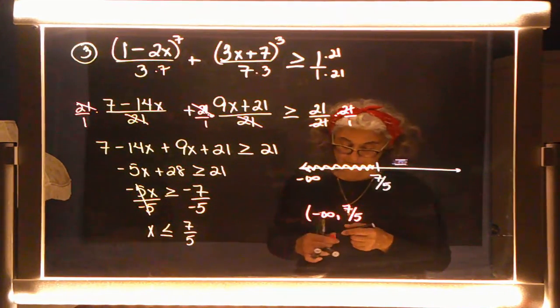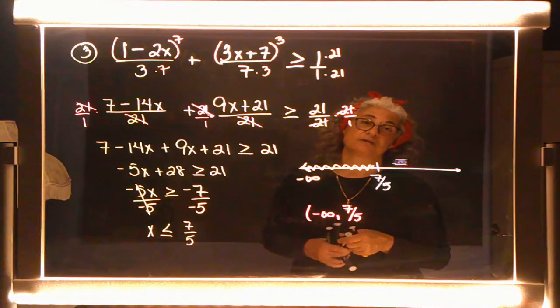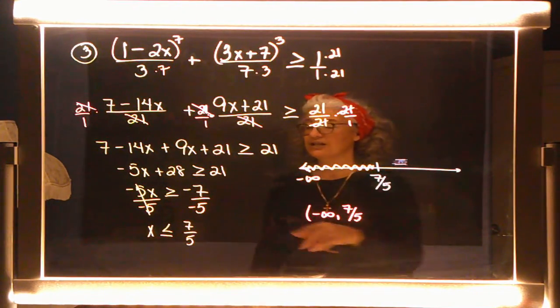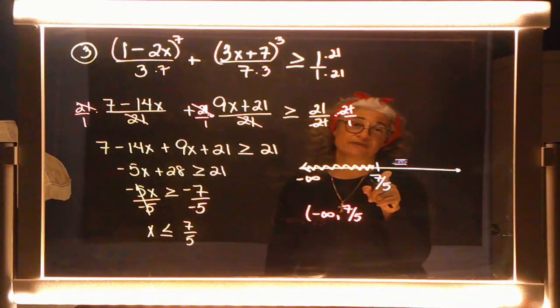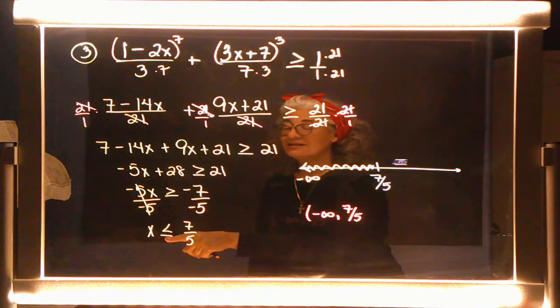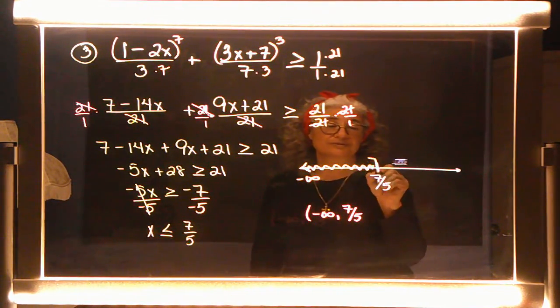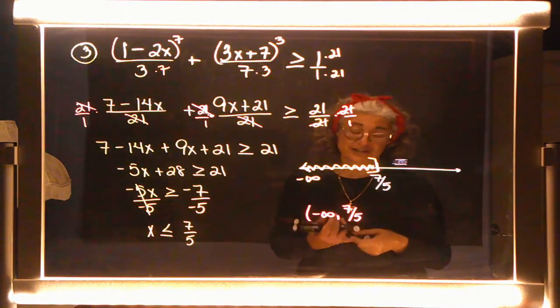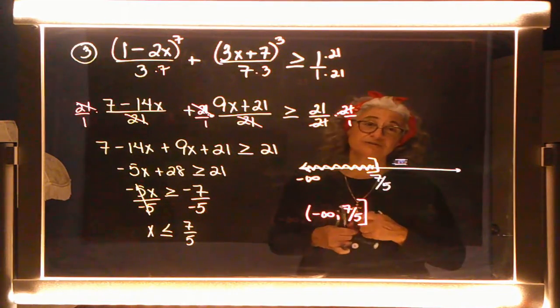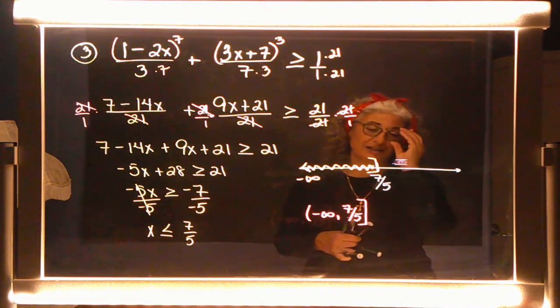Oops. Yeah, some of you said, you're not done with your shading. You're right, I wasn't done with my shading. Because what am I supposed to put on the 7/5? A parenthesis or a bracket? Good. A bracket, because it says equal to. So in the interval notation, yeah, I get to put that bracket. Cool? All right, good. Good catch, you guys.